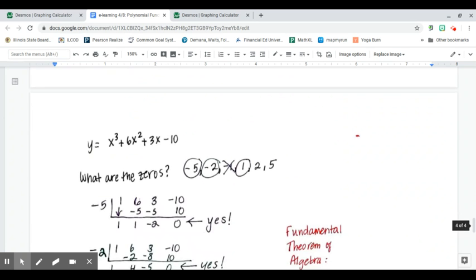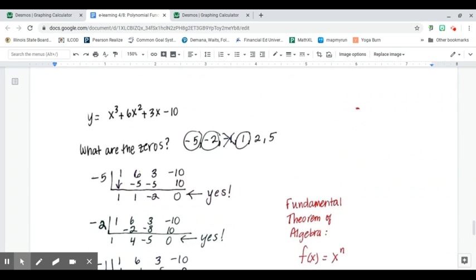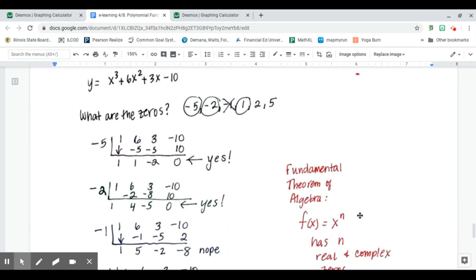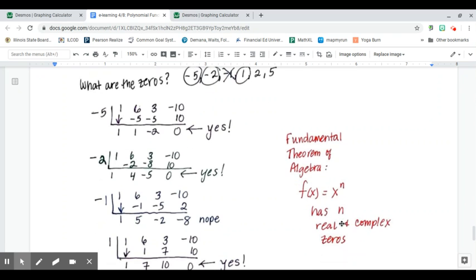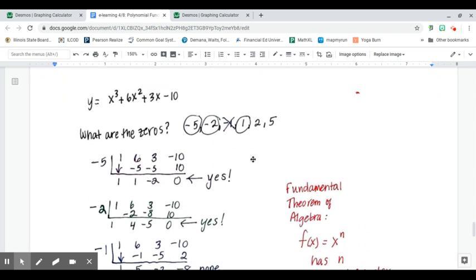All right, where am I going to cross the x-axis? Well, let me tell you a little secret. The fundamental theorem of algebra says that if you have an nth degree polynomial, you're going to have n real and complex zeros, or n real and complex places where you're going to cross through the x-axis. So I know that I'm only looking for 3. I used the, let's see, what was that called? Rational zeros theorem. I used the rational zeros theorem to come up with some options.